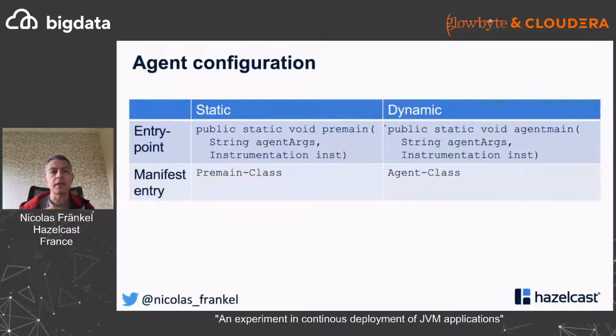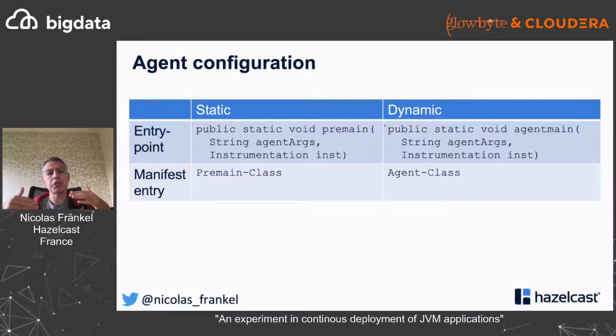In order to create an agent, you need two things. First, you need an entry point into the code. So if you know about Java, you know that applications require a public static void main with a var args of strings, or an array of strings. And here, it's a bit different. The method name is slightly different. It's either premain for static agents or agentmain for dynamic agents. And then you have this additional argument that is passed for you by the JVM, called Instrumentation. So that's on the code part.